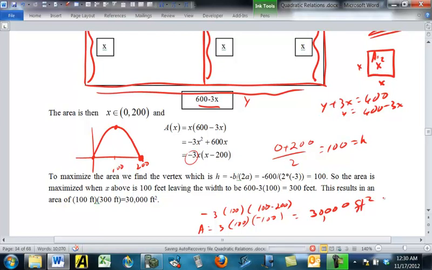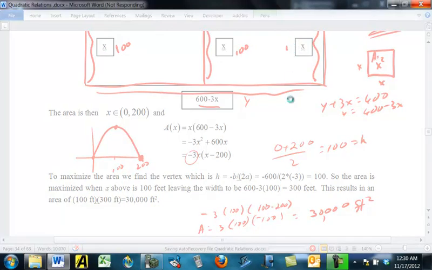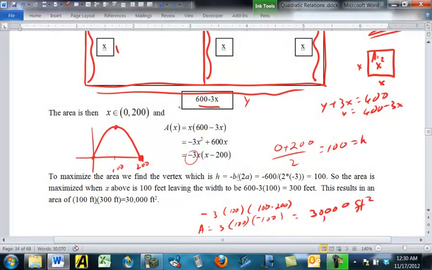And you can check it out. You're going to have 100 here, 100 here, 100 here. So that's going to be 300, and that leaves 300 here. And so you got 300 times 100 is your total area, which is the 30,000 square feet.